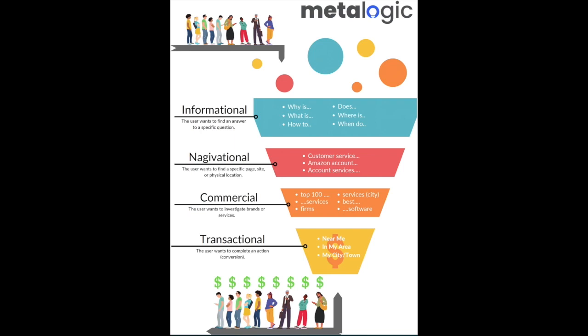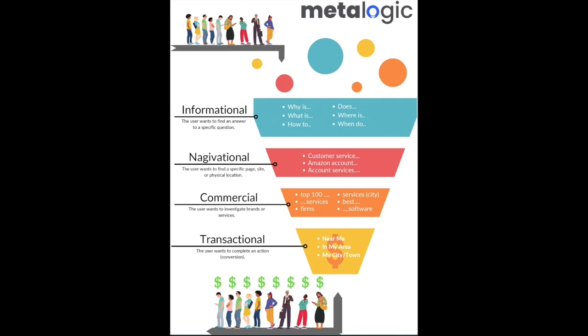Navigational, the next one in red: the user wants to find a specific page, site, or physical location. What we see a lot of the times are people looking for customer service numbers. What is the number for my local energy company or my local utility company? You'll see Amazon in there a lot, my Amazon account. People are looking for specific portals or login locations online. You'll see a lot of account services, those types of things. Navigational are people that are trying to find something that they already know exists and they know where they want to go. Those are ones that you usually want to stay away from as well.